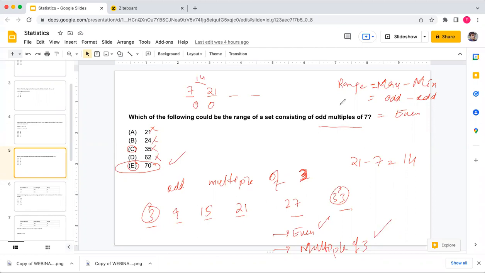Let's go back to the question, odd multiples of 7. The result is even, so negate A and C. The next ones have even results, so B and E are possible. And the next thing is that it is also a multiple of 7. So B is not possible, D is not possible, only E is possible.